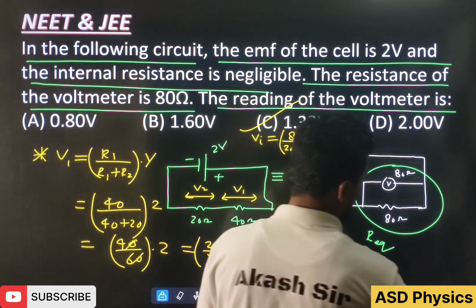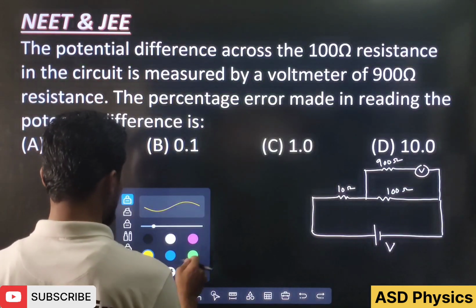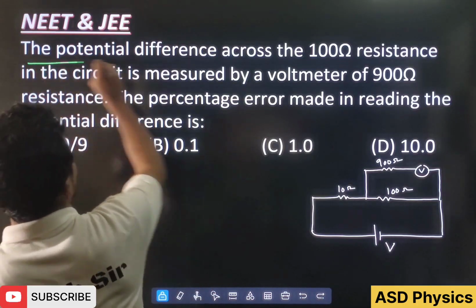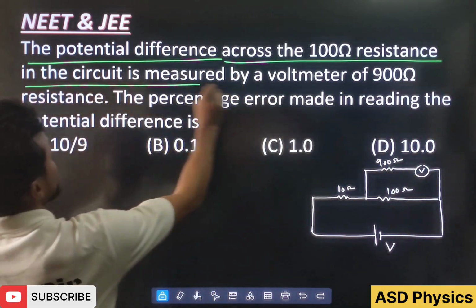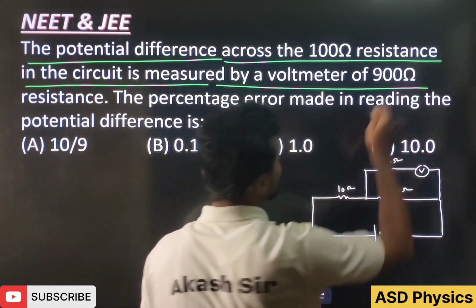Now students, let's move to the last question. The question is: the potential difference across the 100 ohm resistance in the circuit is measured by a voltmeter of 900 ohm.